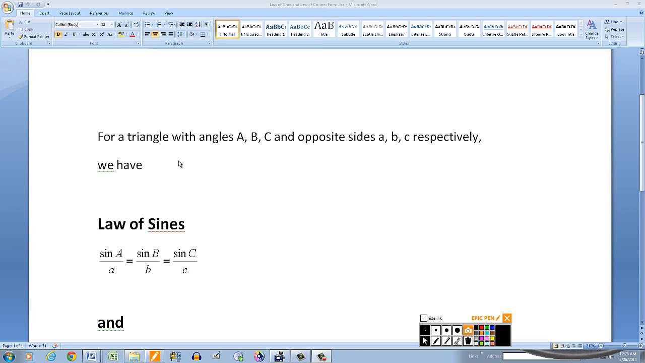It states that if you're given a triangle with angles capital A, B, and C, and opposite sides little a, b, and c respectively, the law of sines tells you that the sine of A divided by side a is equal to the sine of B divided by side b, and that's equal to the sine of C divided by side c. And of course I'm talking about the length of the side. You can also write these formulas as a over sine of A equals b over sine of B is equal to c over sine of C.